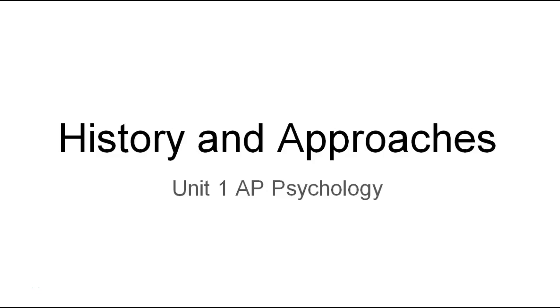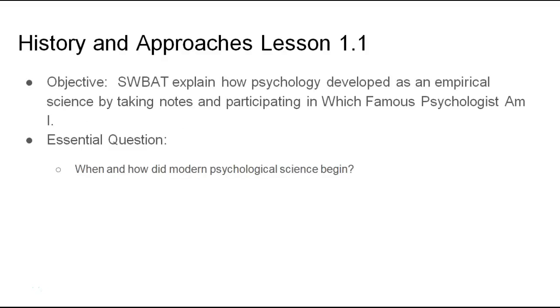Hi everyone. Today we're going to start our first unit of AP Psychology, History and Approaches. For our first lesson, the objective for today is that you will be able to explain how psychology developed as an empirical science by taking notes and participating in the Which Famous Psychologist Am I activity. The essential question for today is, when and how did modern psychological science begin?